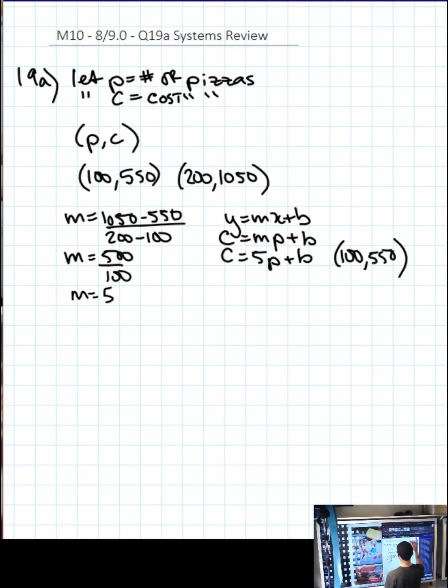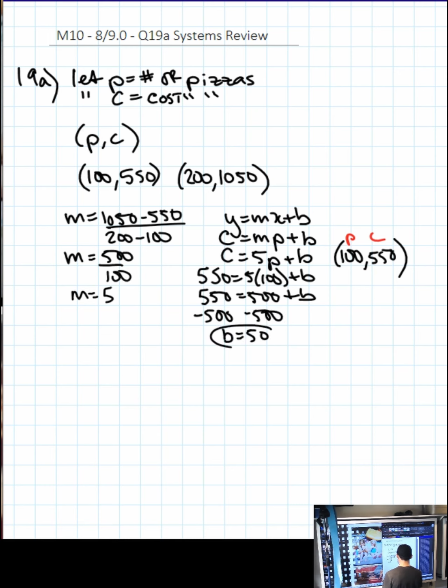So I'm going to identify P and C from above and substitute. So we have 550 equals 5 times 100 plus b. Therefore, 550 equals 500 plus b. If we minus 500 from both sides, we'll get b equals 50. And our final equation will be C equals 5P plus 50.